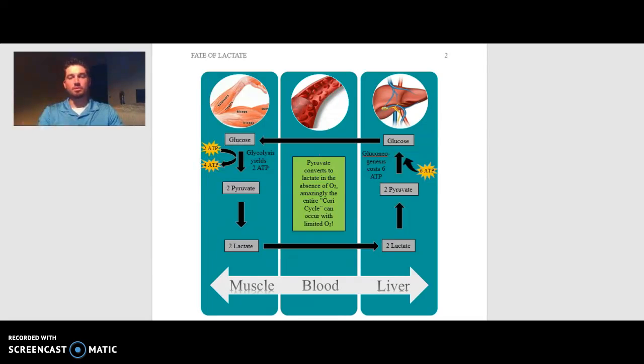Hello all, Rick Boas here, and today we're going to be discussing the fate of lactate. So where does lactate come from?